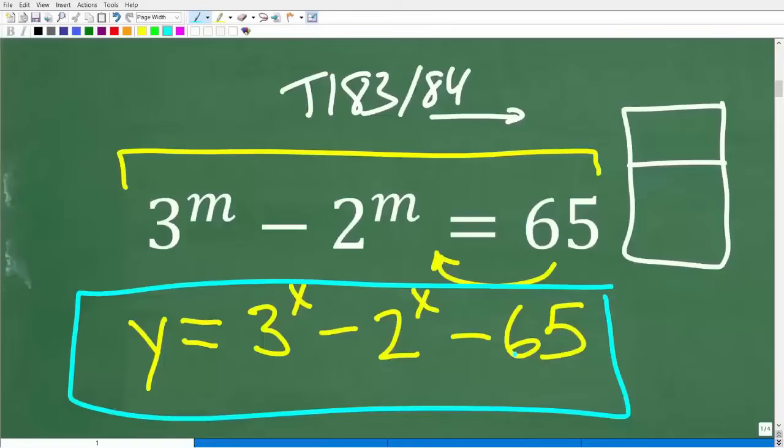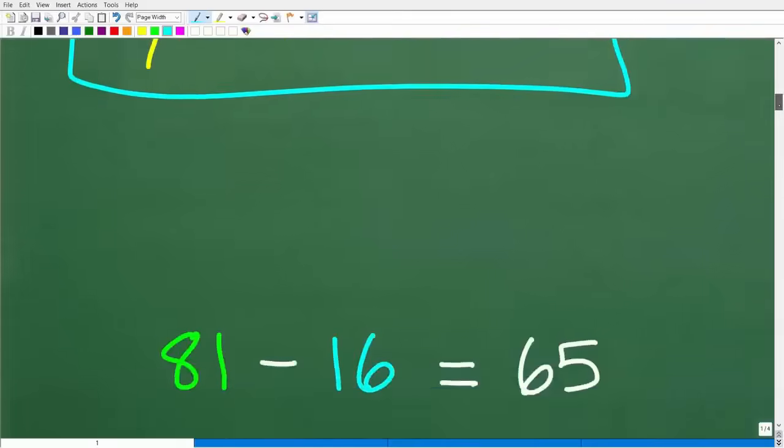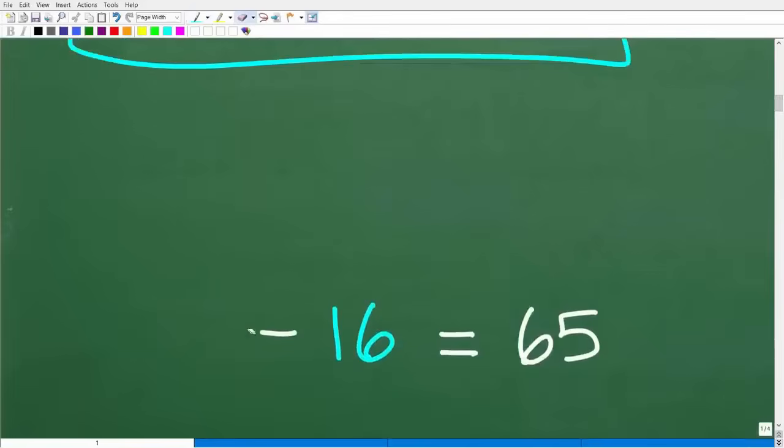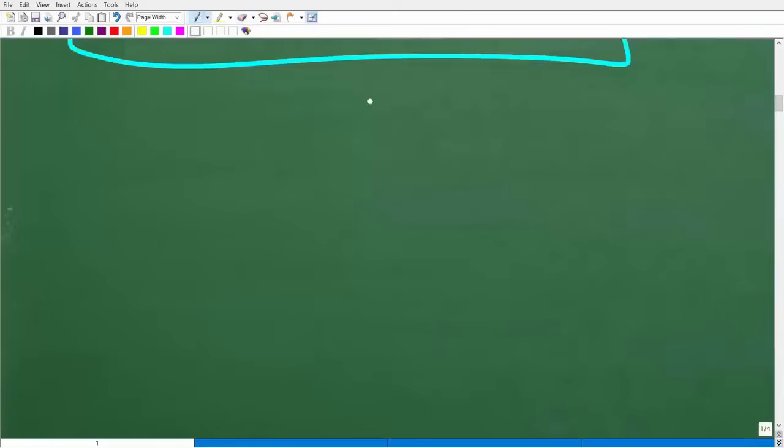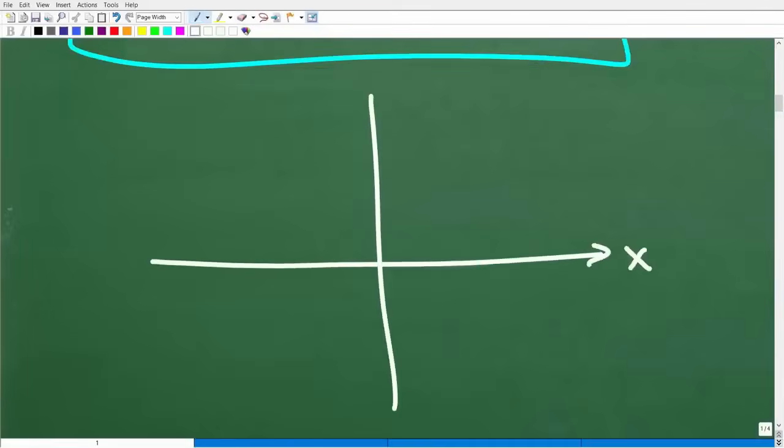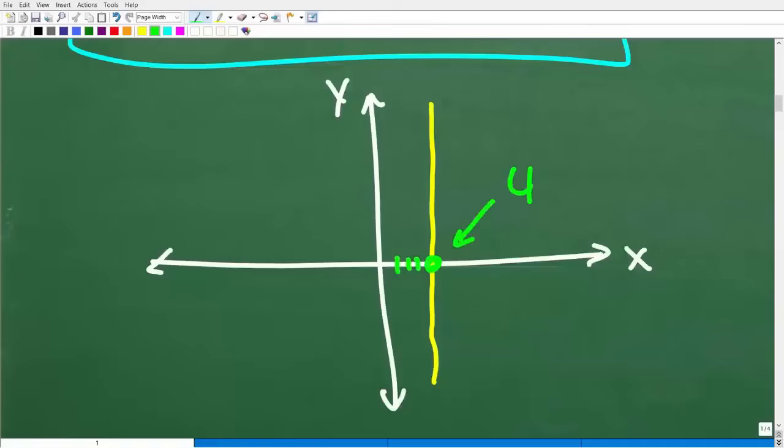So when we type this into our graphing calculator, we're going to see the graph of this equation, and it's going to look something like this. Of course, you can do this yourself if you have a graphing calculator, but basically we're going to end up with something along these lines right here. Here's the XY axis, and when you plot this, you're going to get a branch of this graph, and it's going to cross through the x-axis at 4. You'll be able to see that pretty clearly on your graphing calculator, indicating that 4 is the real number solution.